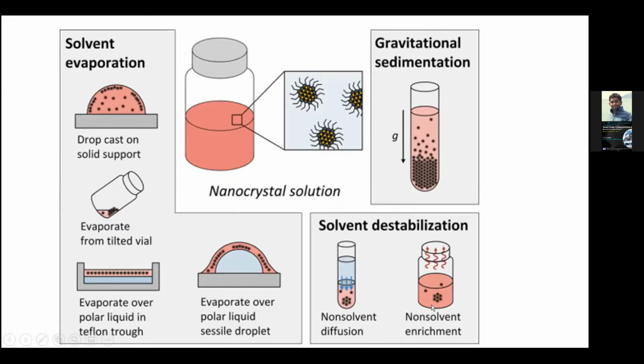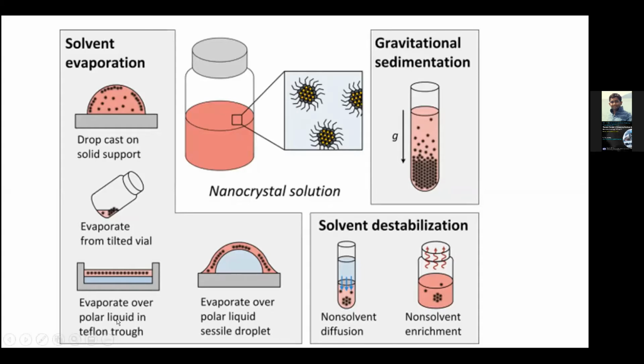And also non-solvent addition, and non-solvent vapor. Suppose you have nanocrystals and you have a different vapor, so it can remove the solvent. But these two techniques are not good for making a film. So generally people do the evaporation on the polar liquid in Teflon for this kind of technique.